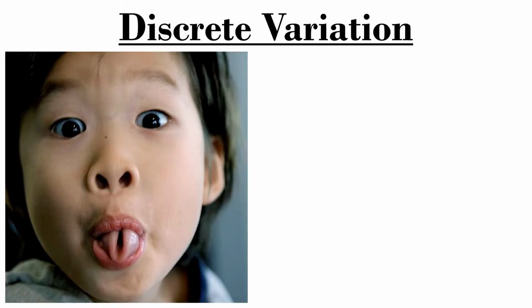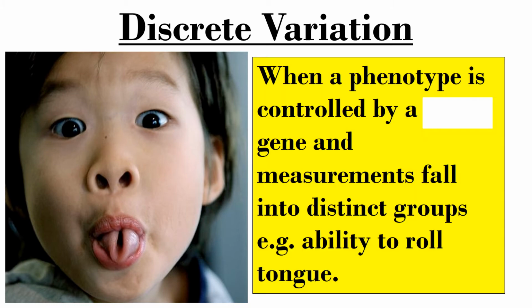So we've got two types of variation, and this is the first one exemplified by this girl here. So this is called discrete variation. Discrete variation, as a definition, is when a phenotype is controlled by a single gene, and the measurements fall into distinct groups.